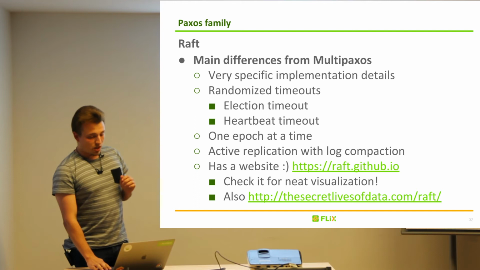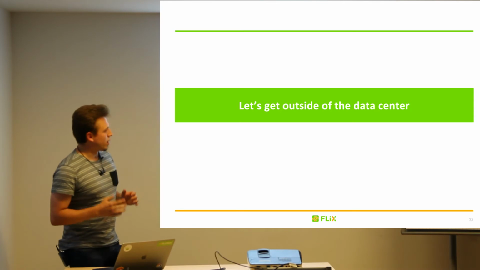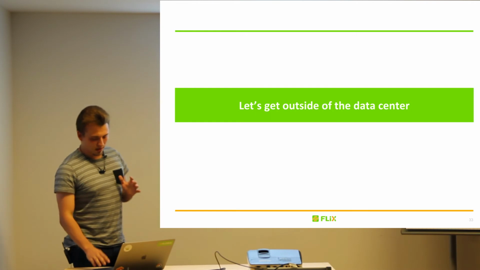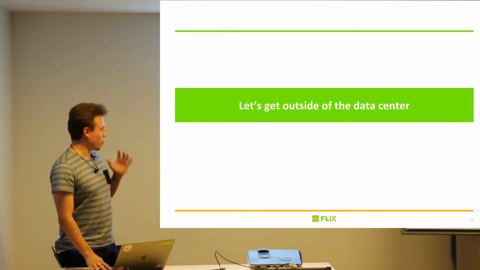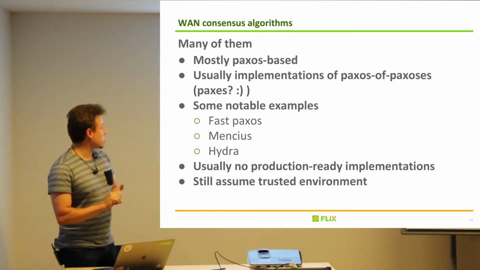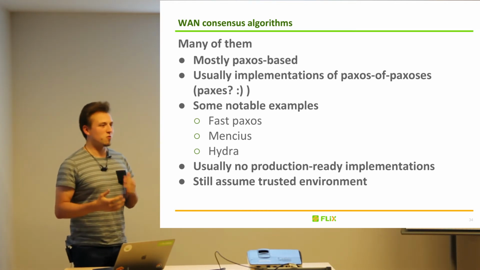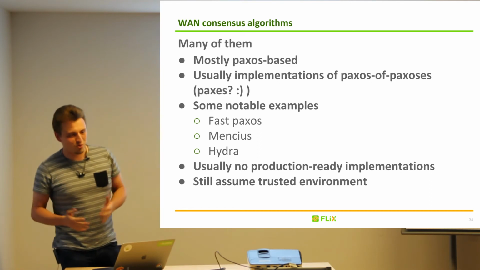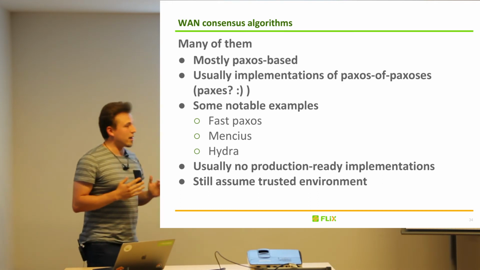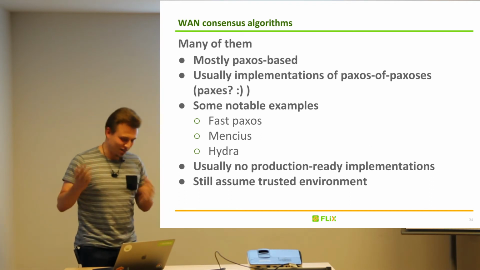Anyway, just to go a bit beyond that, if we go outside of a data center with a nice network, with low latency, we go into the wild internet, not that wild yet. Still most implementations are Paxos based, so it's usually about Paxos of Paxos, still no idea how to pluralize it. So there is Fast Paxos, Mencius, Hydra. Again, it's usually about Paxos of Paxoses.